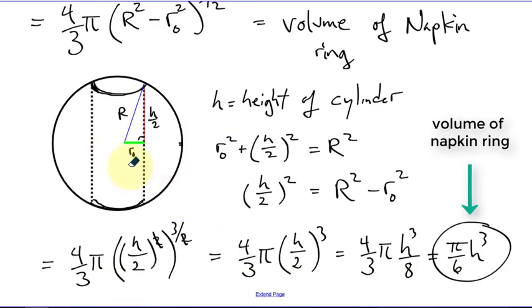Okay, so that's it. That's the volume of the napkin ring using polar coordinates. Okay, that's the end of the video.